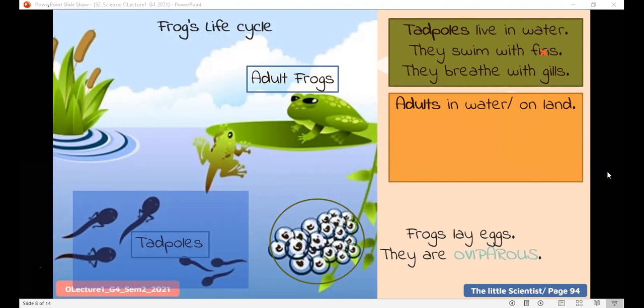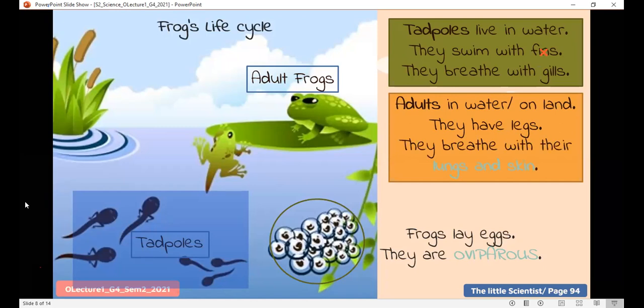They lose their fins and they grow legs. And also, they lose their gills and start breathing with their lungs and skin. So tadpoles or baby amphibians are different from adult amphibians. The young ones have fins to swim and gills to breathe. But the adult ones have legs to move and lungs and skin to breathe. Amphibians use their moist skin to breathe since they have small lungs. Their lungs help them to breathe, but not enough. For this reason, they need to use their skin to breathe also.